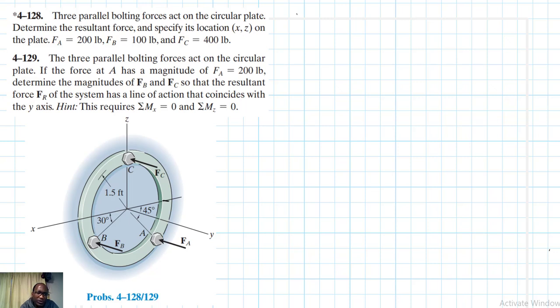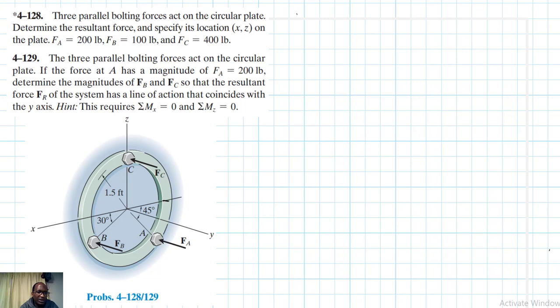Hello, I welcome you all to this another interesting screencast, and the problem reads: three parallel bolting forces act on the circular plate. Determine the resultant force. Specify its location on the plate. FA, FB, and FC is given.